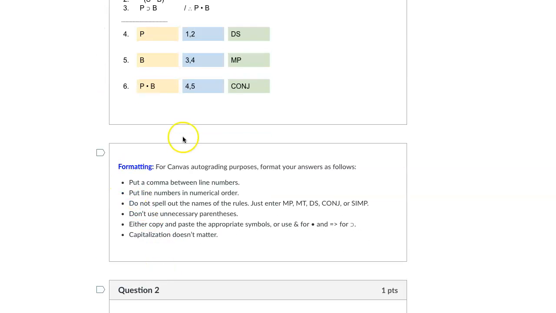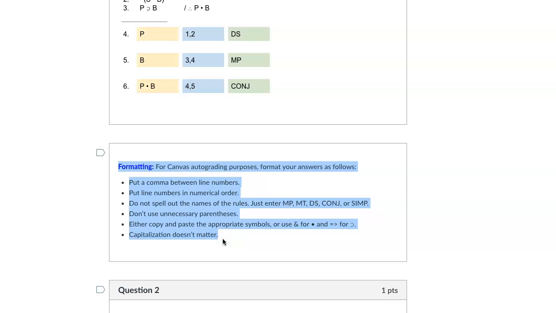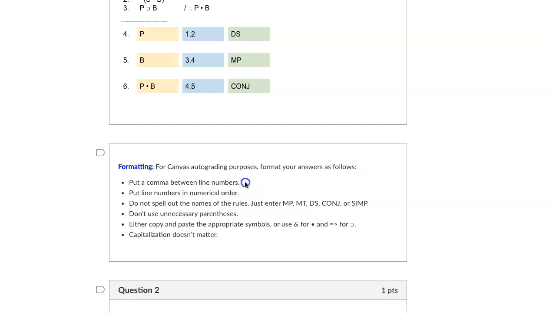Now, you're going to have auto-graded questions, so the formatting is important so Canvas knows how to grade what you're doing. Be sure to put a comma between line numbers, not a period or nothing. There needs to be a comma between line numbers, and don't put a space. It'll still accept it if there's a space after the comma, if it goes 4, comma, space 5, but my examples don't have a space. But technically that's what it'll accept.